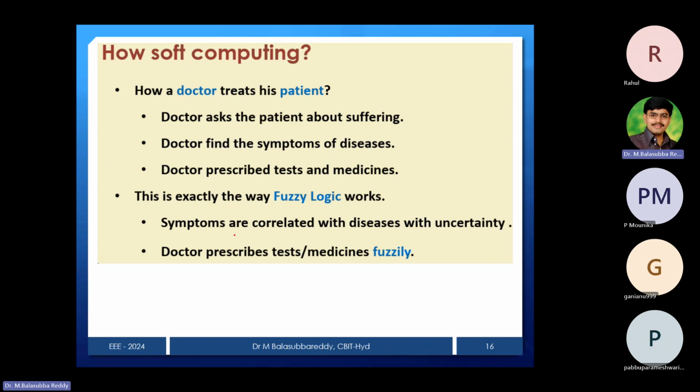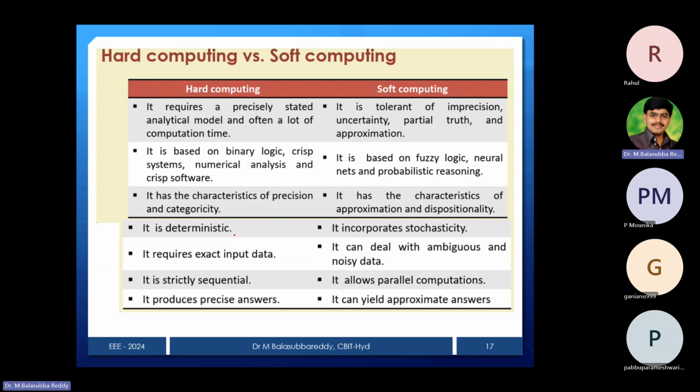Whatever symptoms are there, he will compare. Okay, this is the weightage of this type of disease, or this weightage to another disease. He will identify whichever has the maximum possibility and treat that first, and if not, he will go another way. That is how the doctor prescribes the tests or medicine.